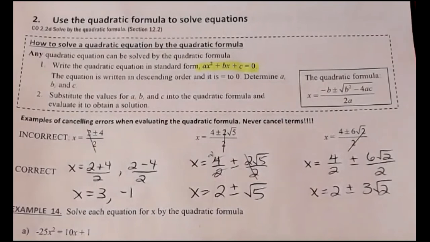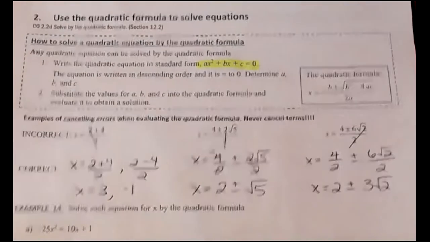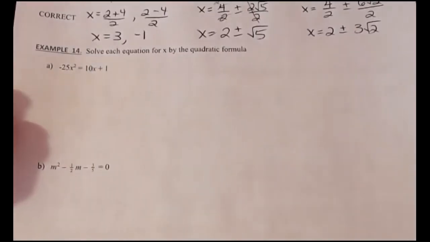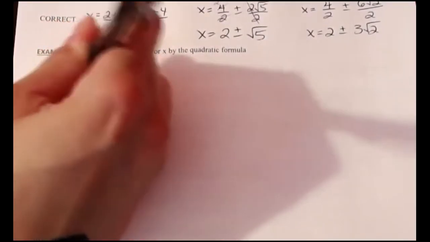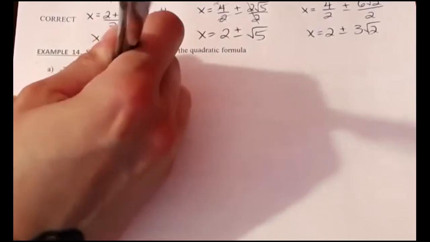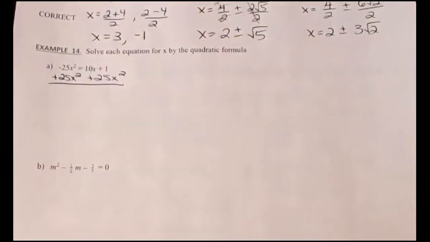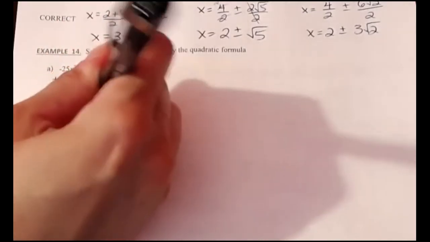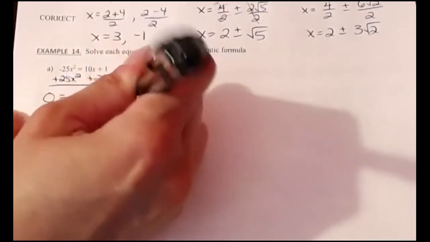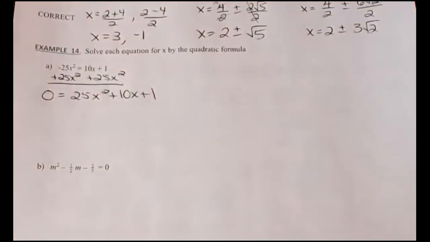And then typically you would say, let's try to factor. In this case, we're not going to worry about trying to factor. We're just going to use the quadratic formula. My advice for part A is to bring the 25x squared over. So you have 0 is equal to 25x squared plus 10x plus 1. That's my advice. Bring the leading term, the term with the highest degree, over to all the other terms.